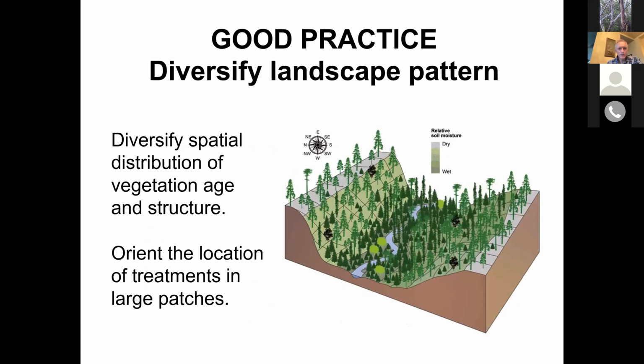And then look across large landscapes. If you're dealing with a big area of several hundred acres, we really have an opportunity there to diversify the pattern across that landscape in terms of vegetation age and structure, and we can orient the location of those treatments in big patches. So this does not mean that everything has to be diversified in every single acre of land, but it should be more diversified at large scales.